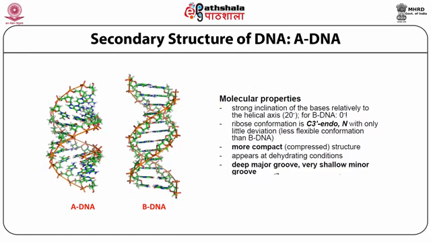As you can see, this has a really compact structure, and the major groove becomes very deep. However, the minor groove orientation changes and the minor groove becomes very shallow. Since it is very compact, the diameter of A-DNA also increases as compared to B-DNA, but the pitch length, as we see from that cartoon, actually decreases.